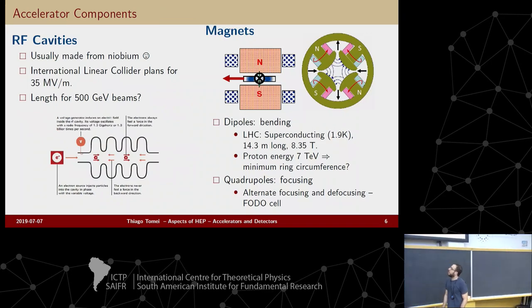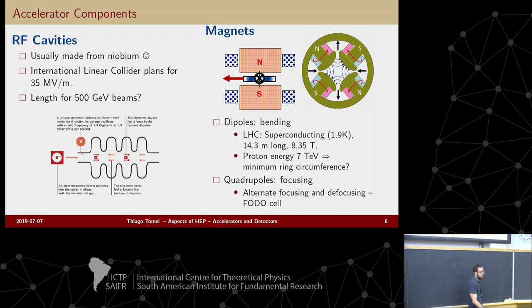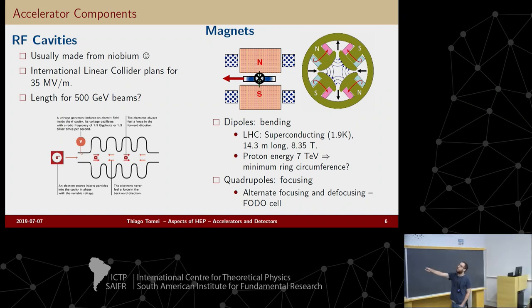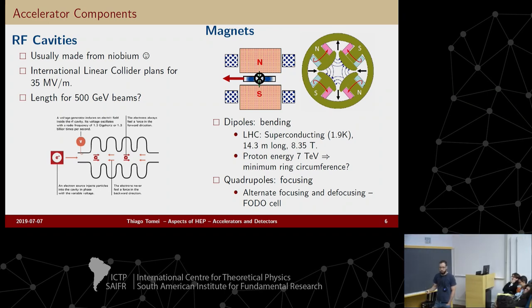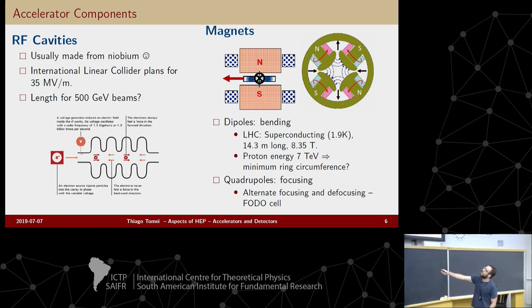What are the accelerator components in the case of a synchrotron? By the way, synchrotron is one of the ways that you do the synchronization. I'm not even going to touch the others, but all the modern circular accelerators are what's called synchrotrons. Well, you need the accelerators, right? You need the radio frequency cavities, which are usually made from niobium, so it's not only for trinkets and jewelry, it's actually useful for something else.